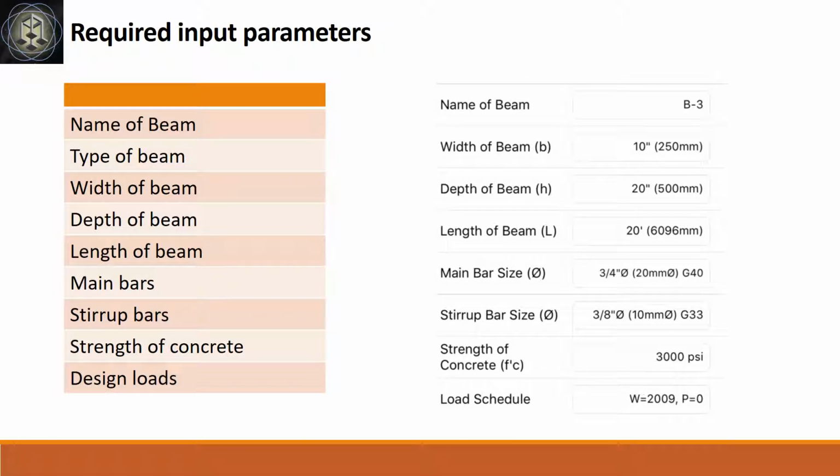Enumerate input parameters required. B3 for name of beam, 10 inches width of beam, 20 inches depth of beam, length of beam 20 feet, main bars 3/4 inch diameter bar grade 40, stirrup bars 3/8 inch diameter bar grade 33, strength of concrete 3000 psi, and total uniform load 2009 pounds per foot.